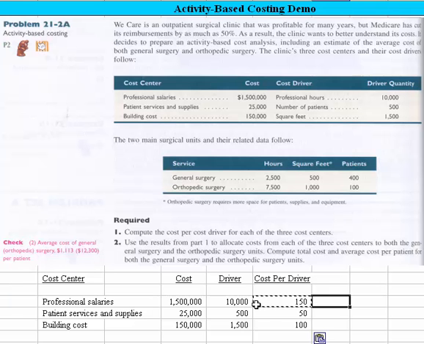Now, what is the unit of measure is very key. So what I'm going to write down here is what's the cost per driver. That's per hour, right? Because the driver was in hours. Patient service and supplies was in number of patients, so that would be per patient, if I can spell it right. And building cost would be per square foot. And that is all that's required for part 1.